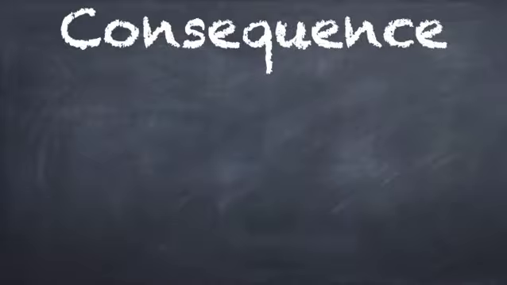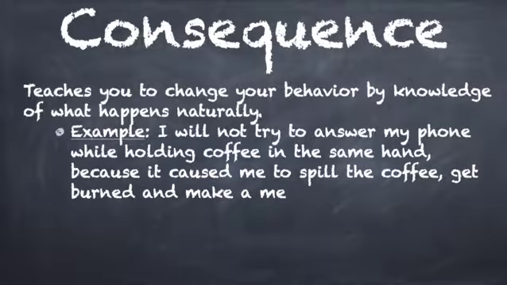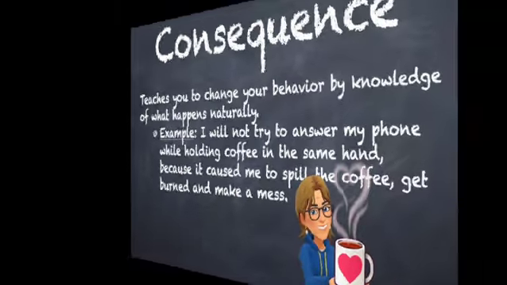A consequence teaches you to change your behavior by knowledge of what's going to happen afterwards. So if you don't know what's going to happen and you do it and then you find out what happens, that knowledge generally changes behavior. For example, I will not try to answer my phone while holding my coffee in the same hand because it caused me to spill the coffee and I got burnt and I made a mess.